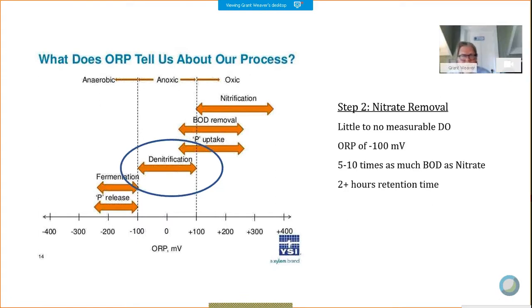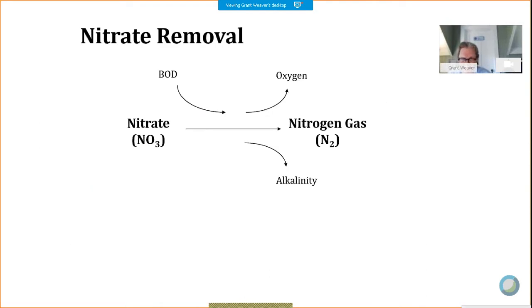Now, any of these numbers that I put out here are rules of thumb. Do not take any of these numbers as if they come down biblically to you. These are numbers that are just a good starting point. And then using your facility, you're going to dial in the treatment to reestablish your targets.